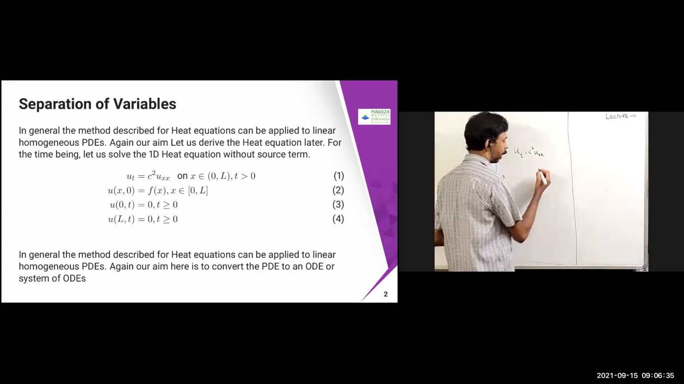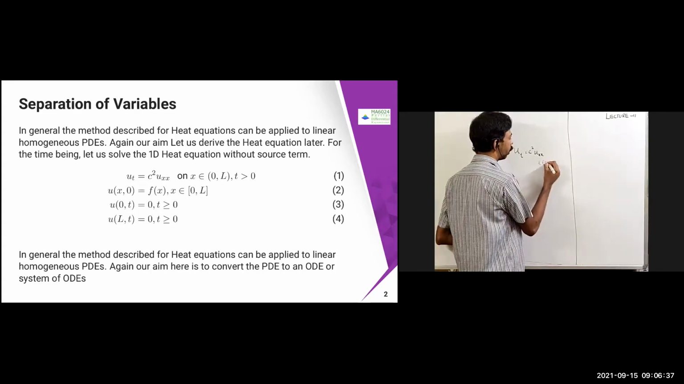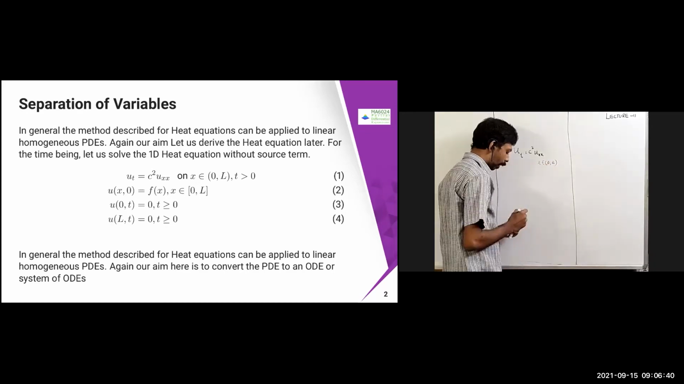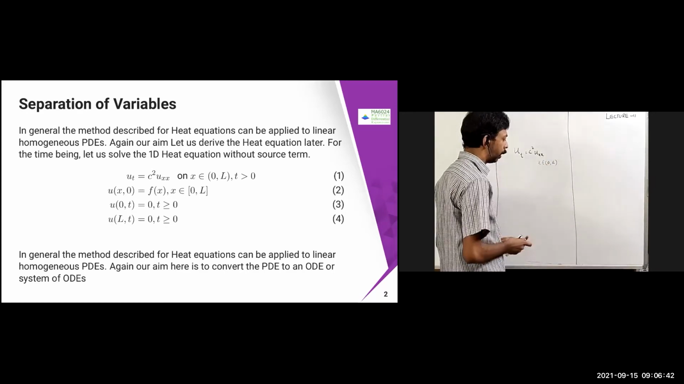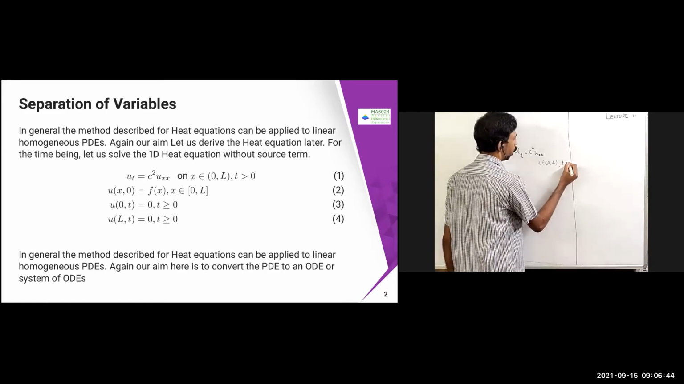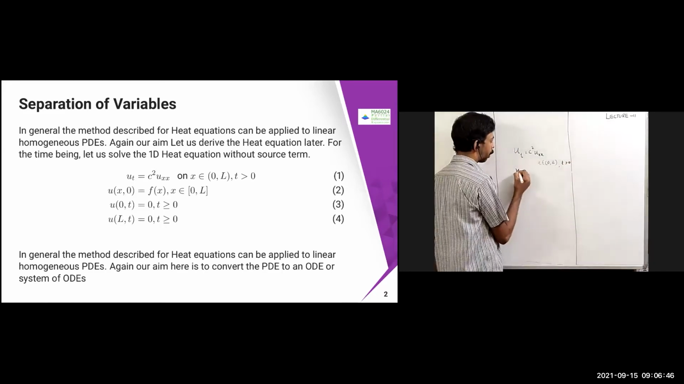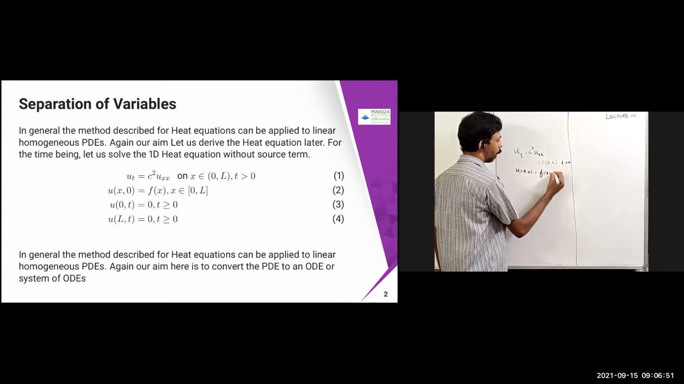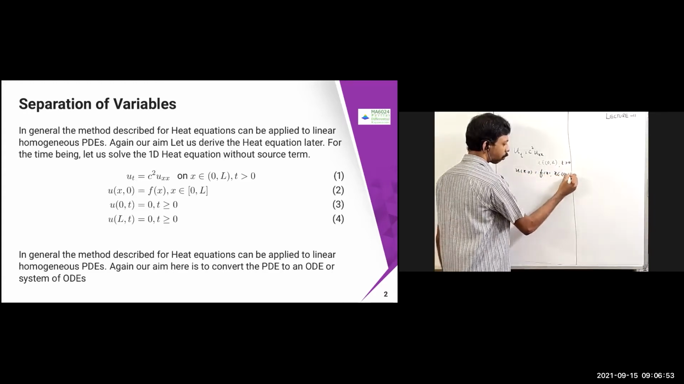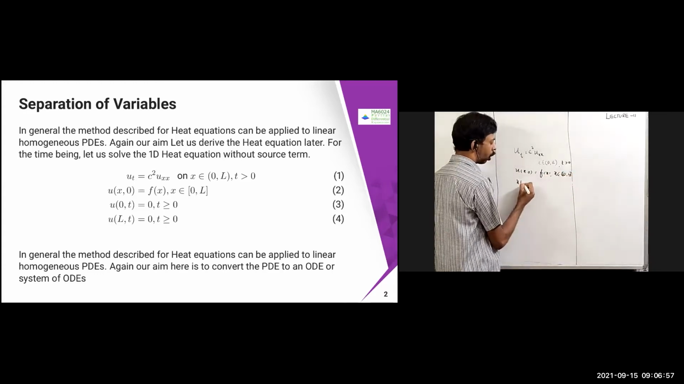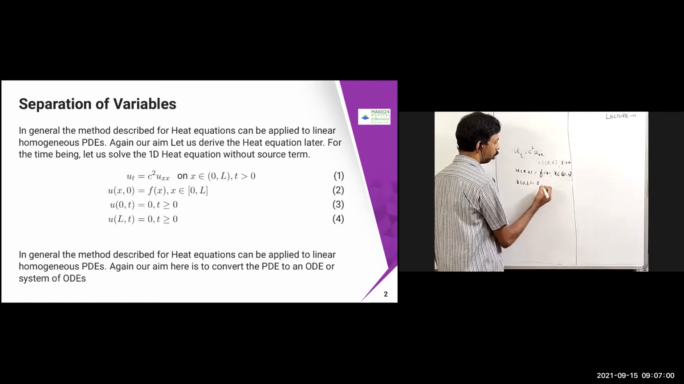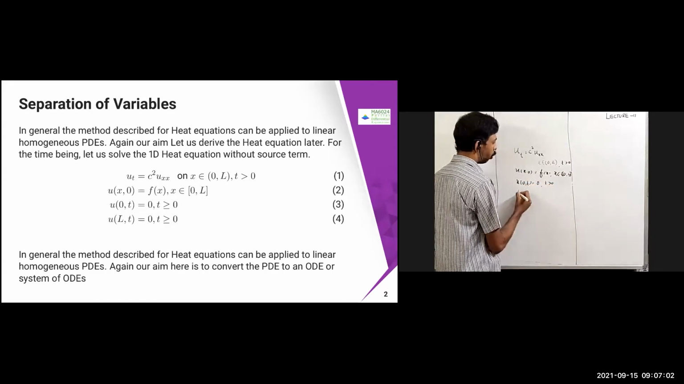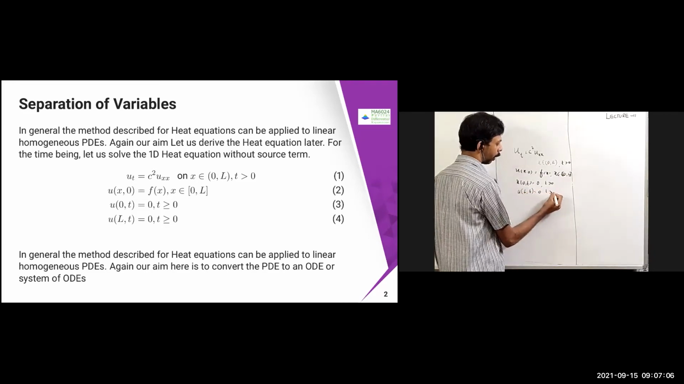On this domain, x belongs to (0, L), where L is some finite length, and t is greater than 0. Then I have the condition u(x, 0) = f(x) if x belongs to the closed interval [0, L], and u(0, t) = 0 where t is greater than 0, and u(L, t) = 0 if t is greater than or equal to 0.